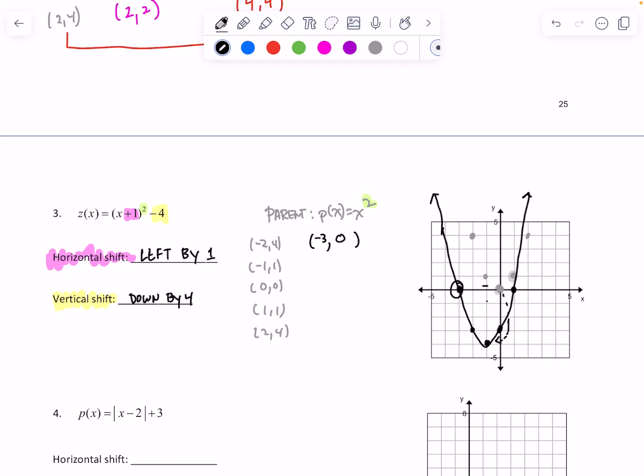And then negative 1, 1, again, we subtract 1 from x, so that takes us to negative 2. And to go down 4, we subtract 4 from y, so we get to negative 3. For 0, 0, left 1 takes us over to negative 1, down 4 takes us to negative 4. For 1, 1, left 1 takes us to 0 on the x, and subtracting 4 from 1, we get negative 3 on the y. And then for 2, 4, going 1 over to the left takes us to an x value of 1, and 4 down takes us to 0. So you'll see that each of those points corresponds to one of the black dots that I have over here.